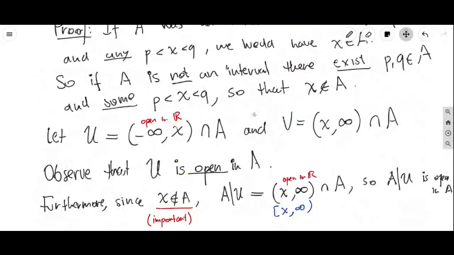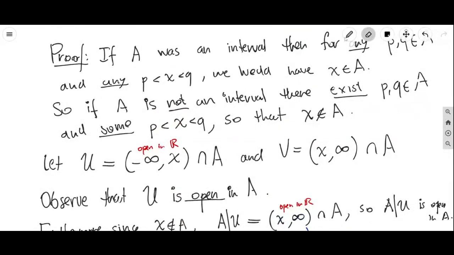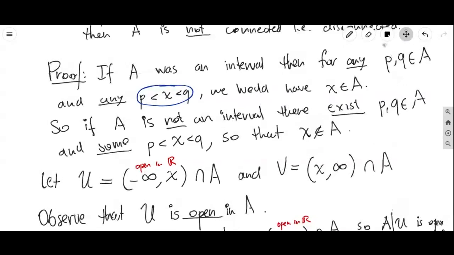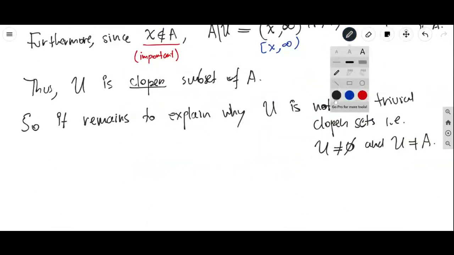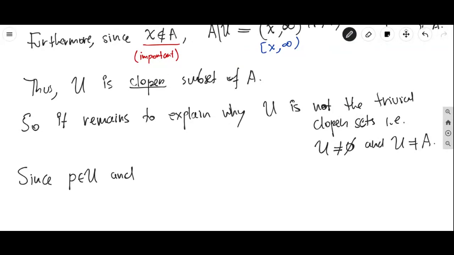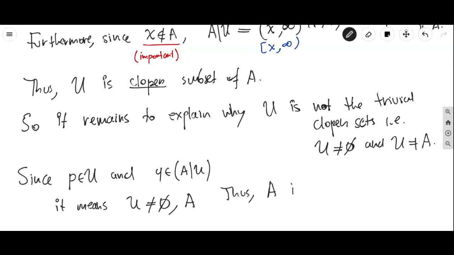Well, here's how we know that. It has everything to do with this right over here: P is less than X and P is in A. So that would mean that this piece contains P and this one contains Q. Since P is in U and Q is in the complement of U, it means U cannot be empty and it cannot be everything, because if U was everything, then the complement would be empty. So thus, A is disconnected.